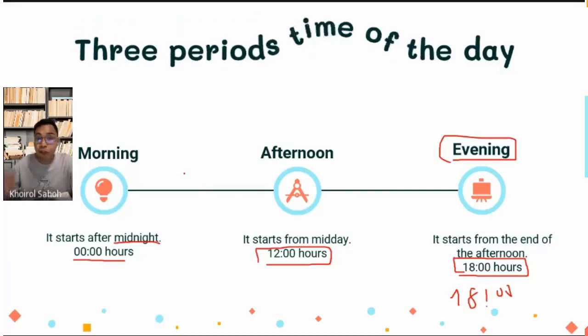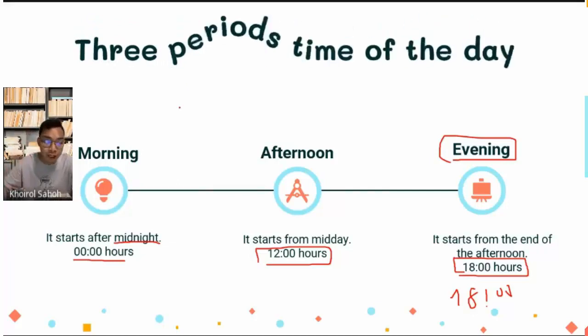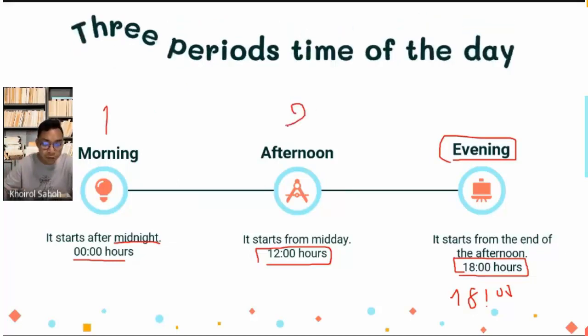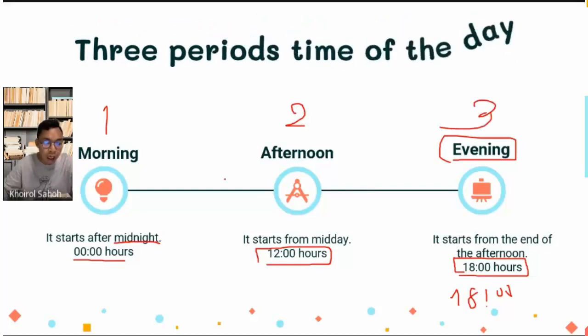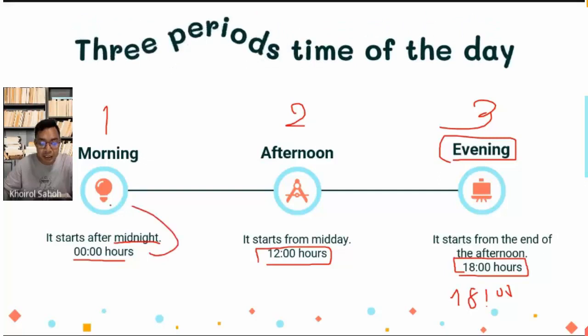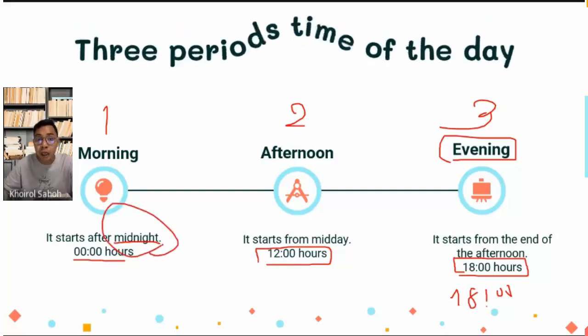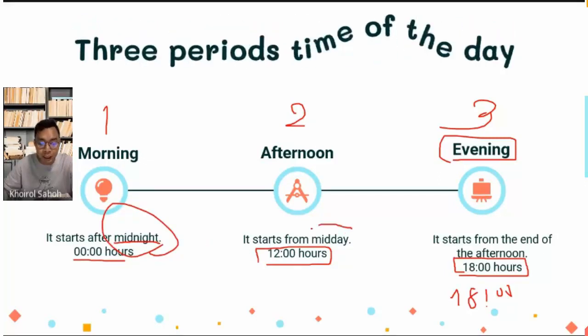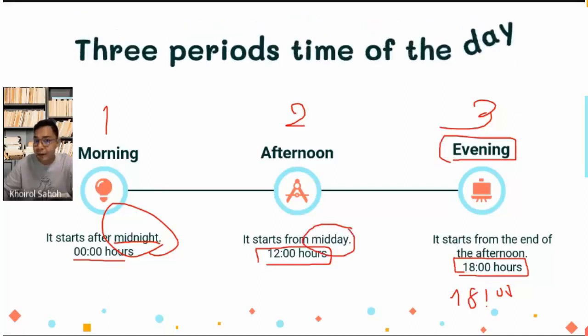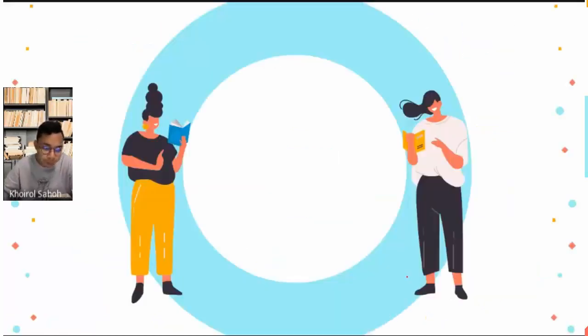So we've got 3 periods of time of the day: morning, afternoon, and evening. Morning starts after midnight. Okay. Afternoon starts from midday. And evening starts from 18 hours. Okay. At 6 o'clock in the evening.